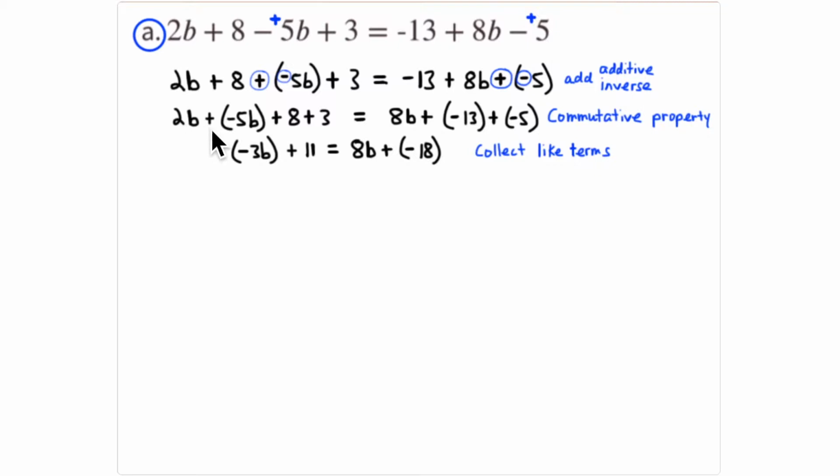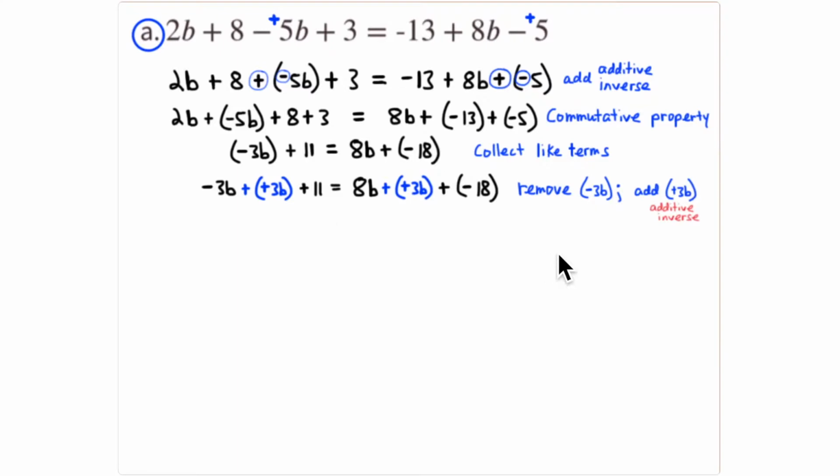So there's 2b and a negative 5b. That is equal to negative 3b. Negative 13 plus a negative 5 is negative 18. The next thing I'm going to do is get rid of either the terms with the variable or just the numbers by adding the additive inverse. And because everything's addition, so now I can add the additive inverse. I don't have to think of any other operation.